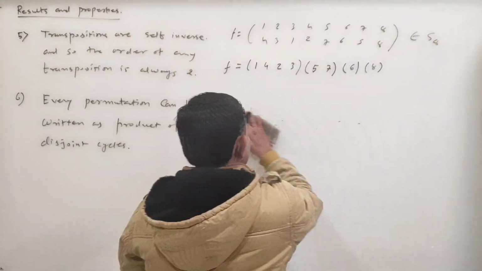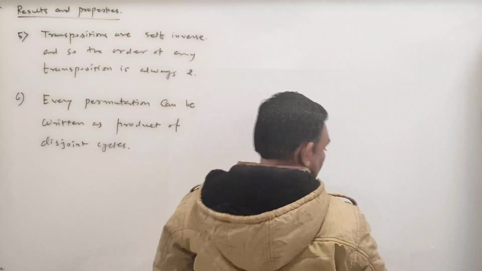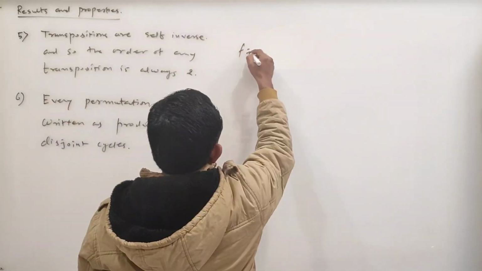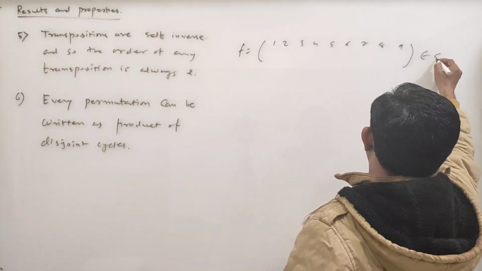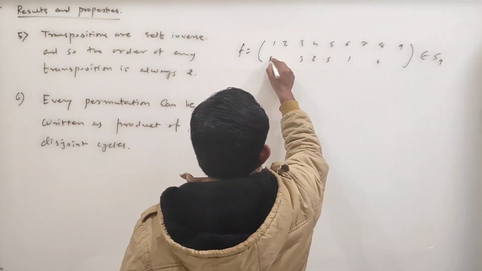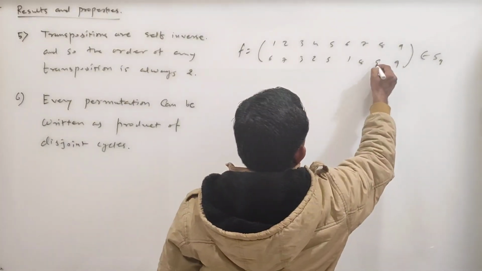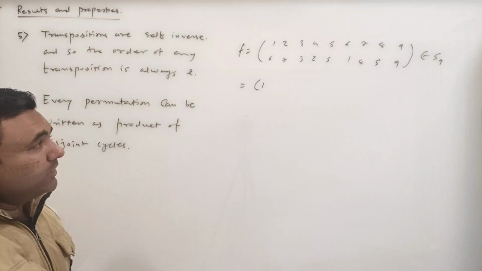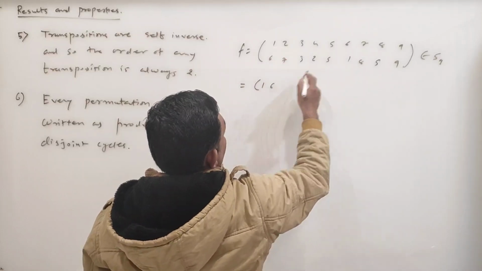This is a very important thing. So let us consider one more example and try to write a permutation as a product of disjoint cycles. Consider F equal to 1 2 3 4 5 6 7 8 and say 9, belonging to S9. You can start with any element, but it is advisable you always start with 1. Here 1 goes to 6, then 6 goes to 1, so stop.